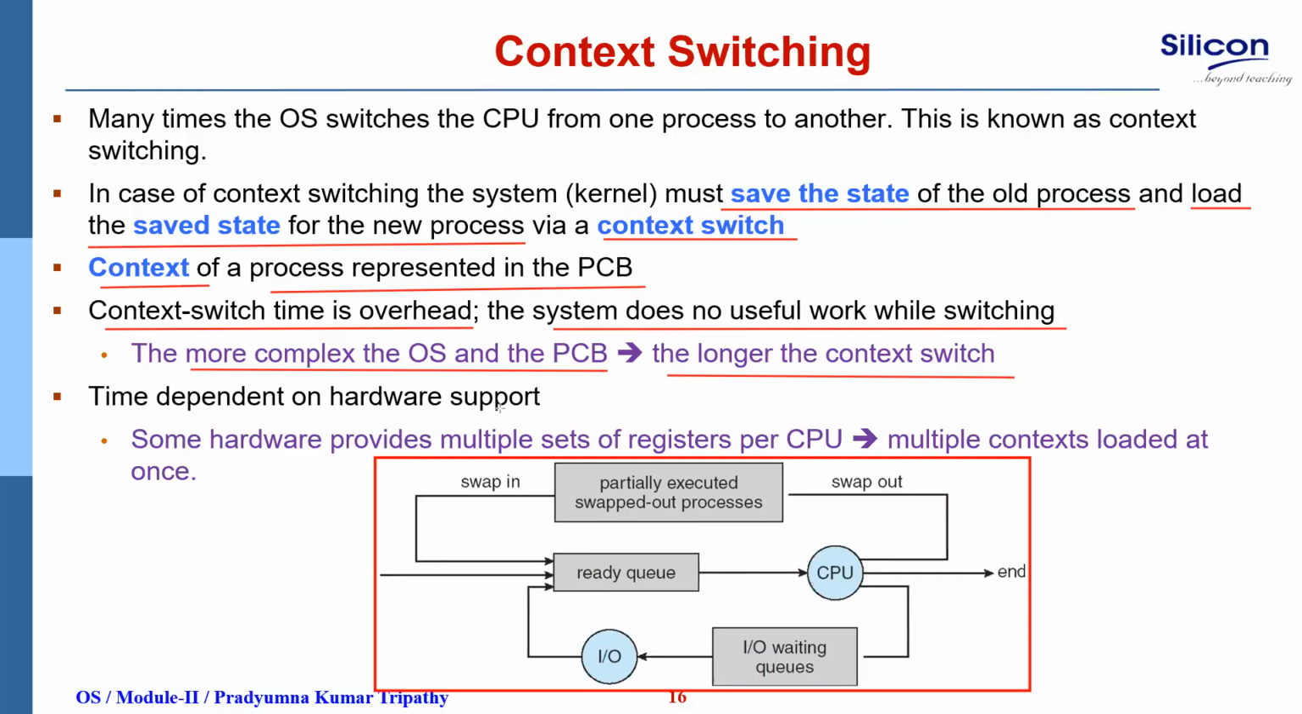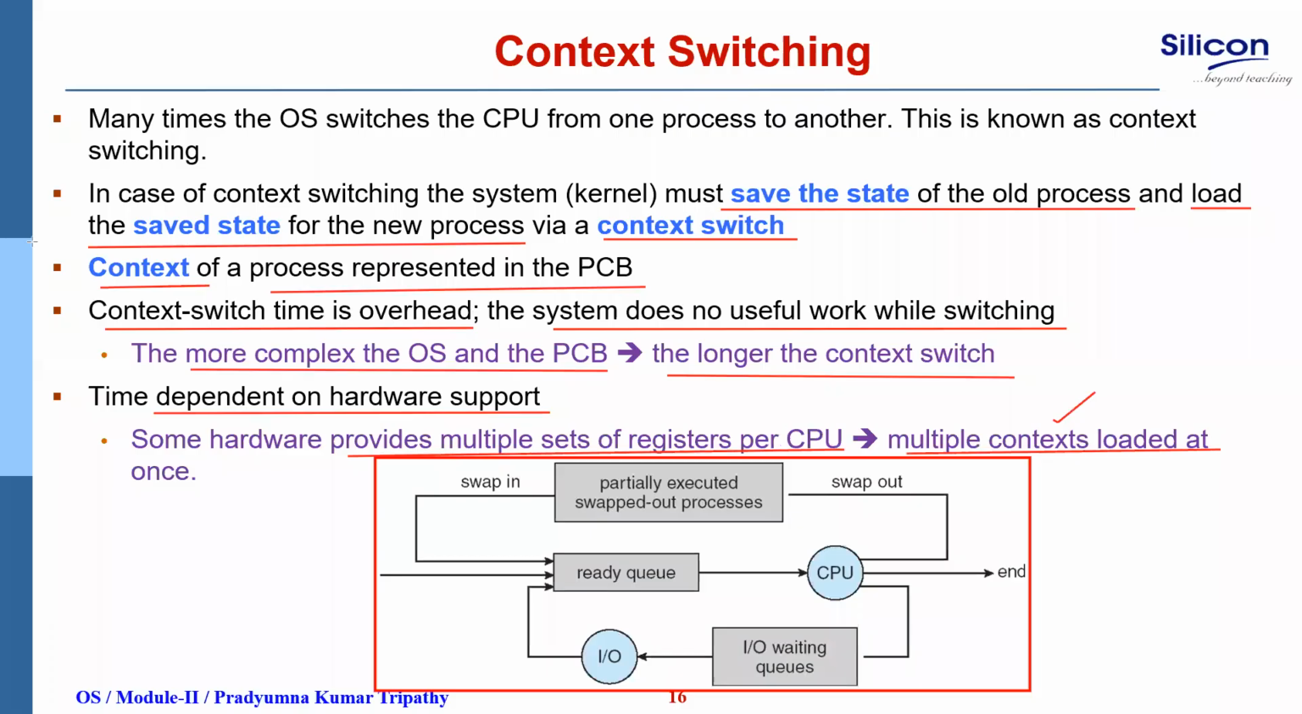The time also depends on hardware support. Some hardware provides multiple sets of registers for the CPU. So multiple contexts can be loaded at once. We have multiple sets of registers, which leads to multiple contexts loaded at a particular time. And context means, as I said already, the information about a process which is stored in the PCB.